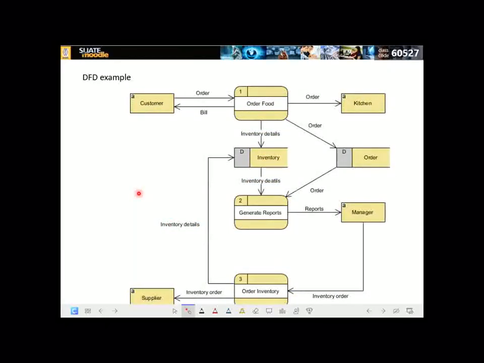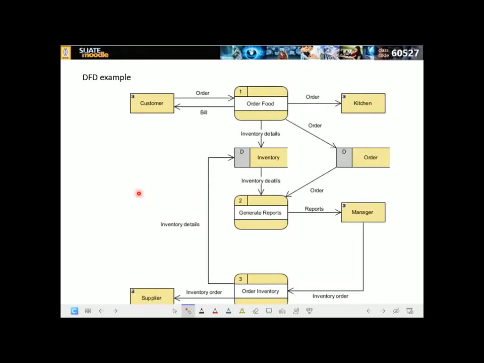So this is another example of a DFD, data flow diagram. From this diagram, students, it shows how data flows in a system. For example, the participants in this system are the customer, then the kitchen, manager, and supplier. I think this is relevant for a restaurant. A system for a restaurant. When the system analyst goes and gathers requirements, he ends up with a document like this. He identifies that the restaurant has customers, the kitchen participates, and the manager participates when this system runs.